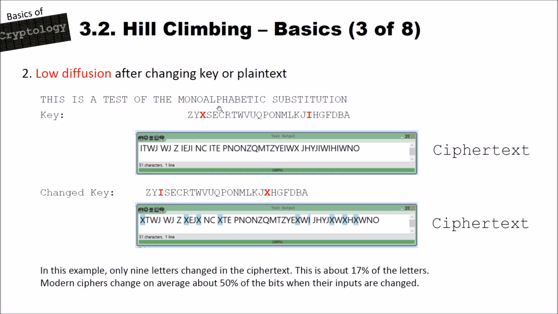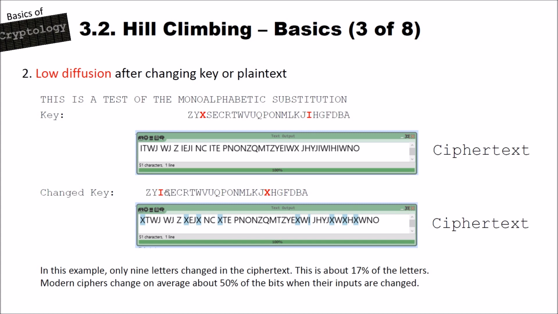This is a test of the monoalphabetic substitution. And we have here a key. And this here is an encrypted text. And now we change the key by just changing 2 letters in the key here. So the X and the I we change here.